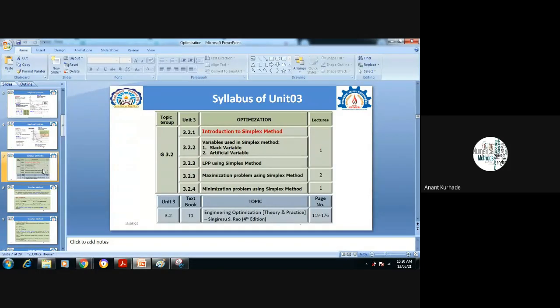Again, it is not objective, it is subjective. So 10 marks for each chapter. So for this topic, the simplex method, you can have only one problem on the simplex method. That problem will be for 10 marks. If you solve it, you can get directly 10 marks.